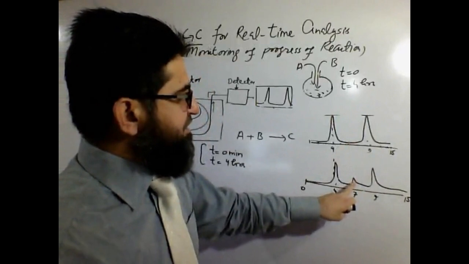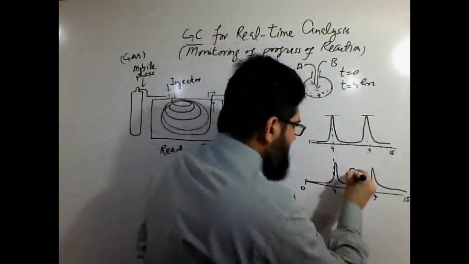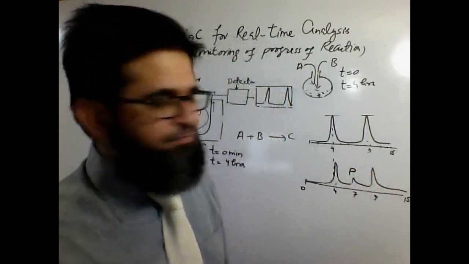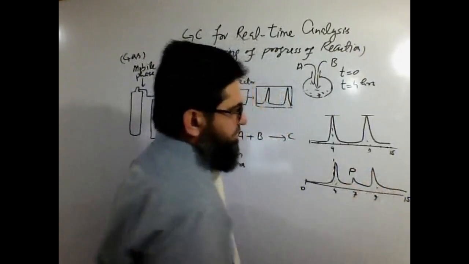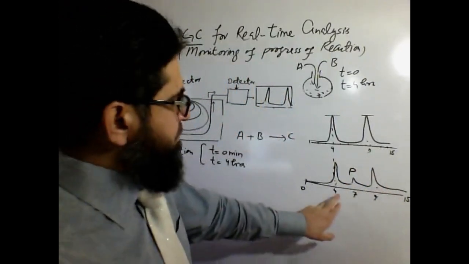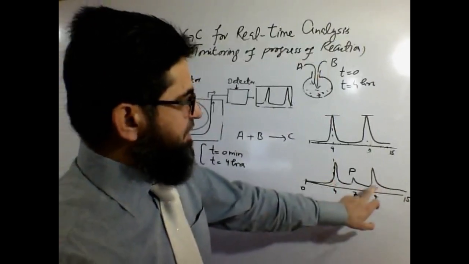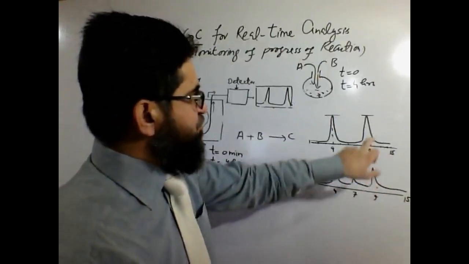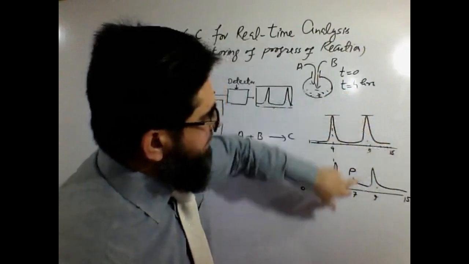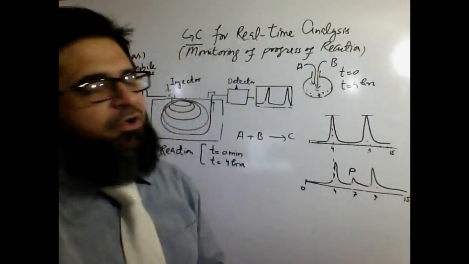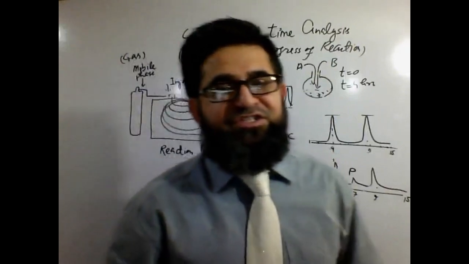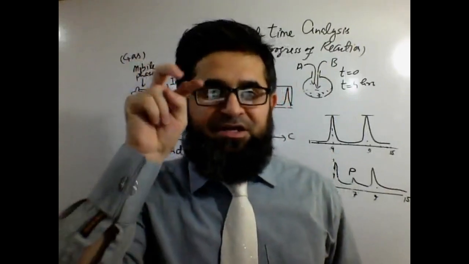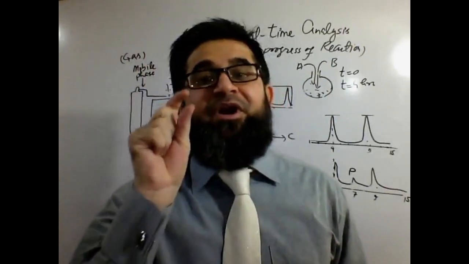So it is some sort of a product. It's some sort of a new peak, and the others could be from A or B. So the peak at 4 could be A or B, or 9. They are supposed to be from the 2 reactants, and this is from the product. So after 4 hours, we came to know that the reaction is still running. Reactants are there, as well as product has been formed.